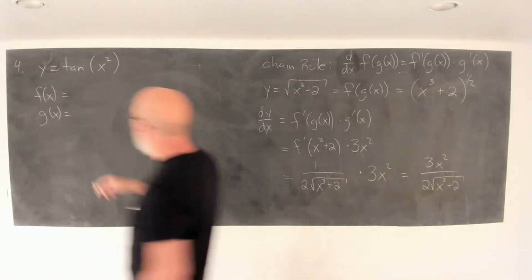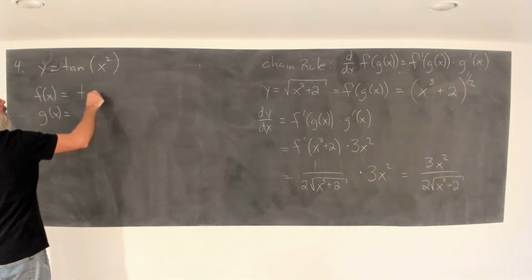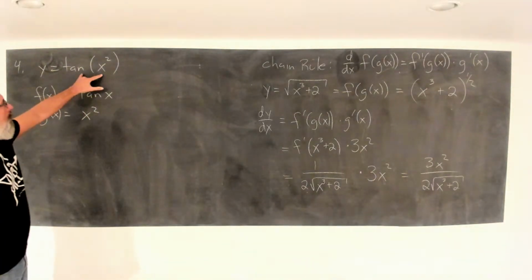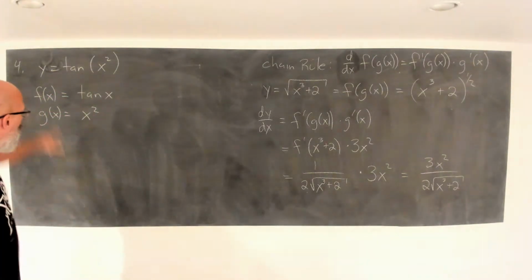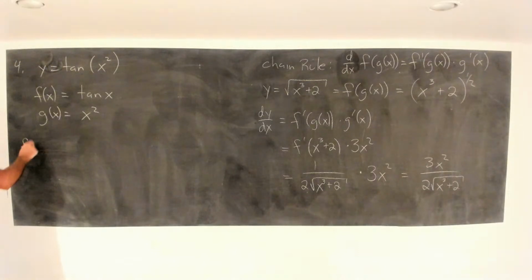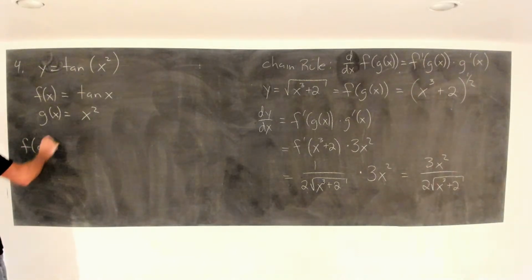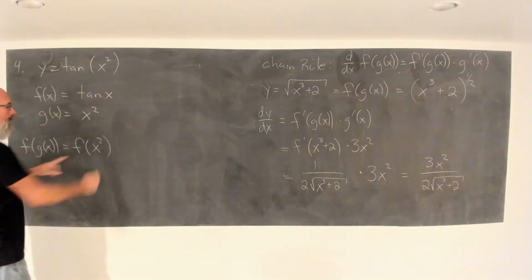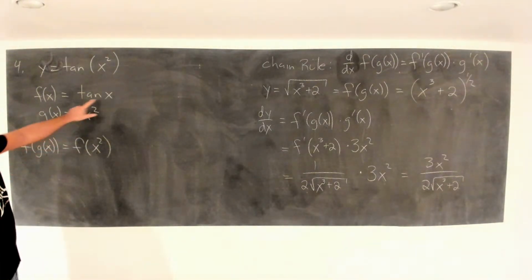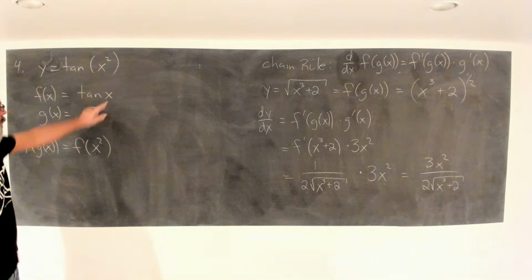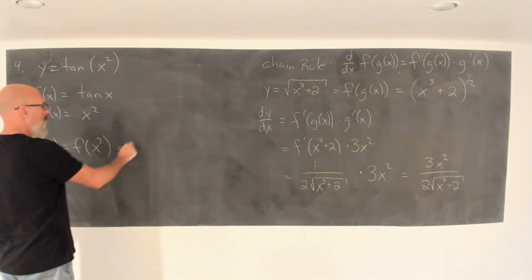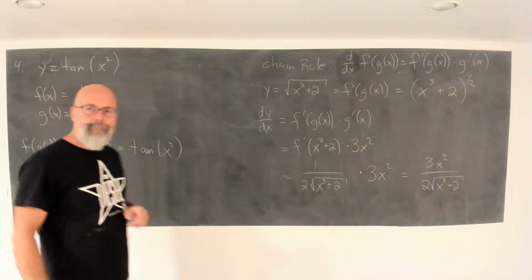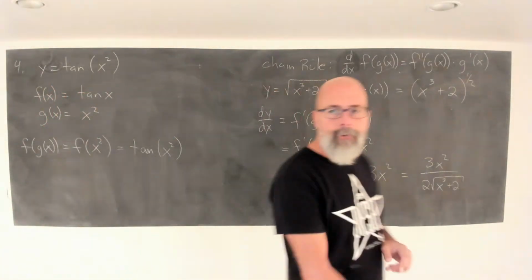F of x is tangent x. And g of x is x squared. You see that this is the composition of these two functions. G of x is x squared, and everywhere you see an x in your function f, you replace with x squared. So this is tangent of x squared. Very nice.